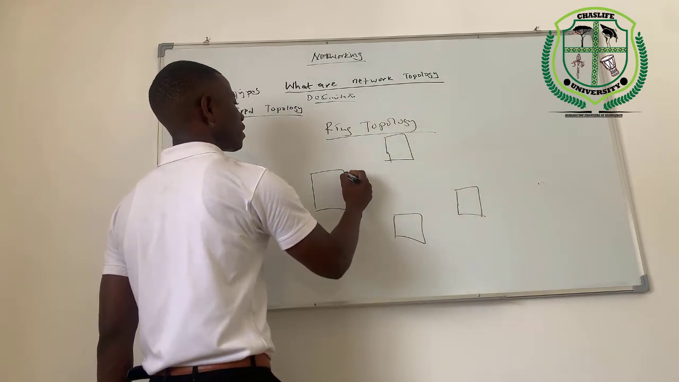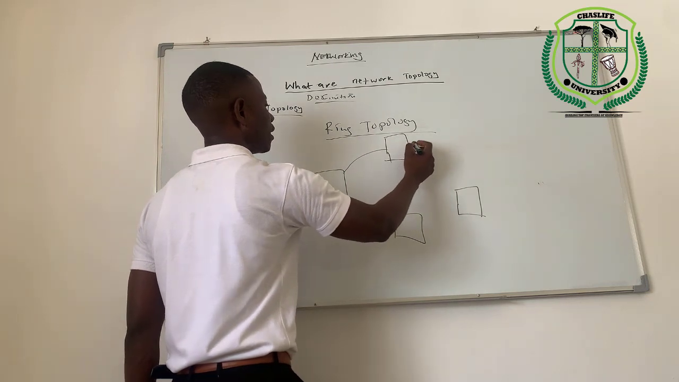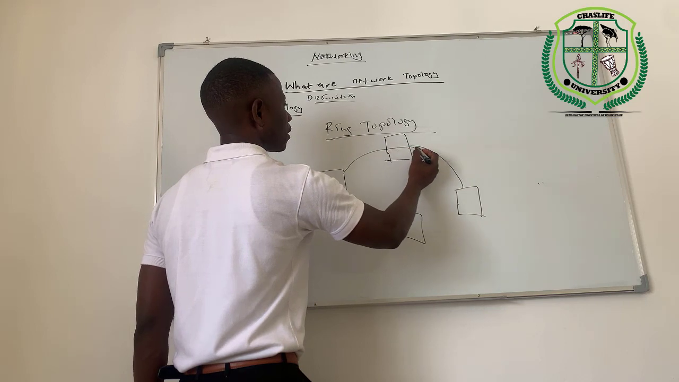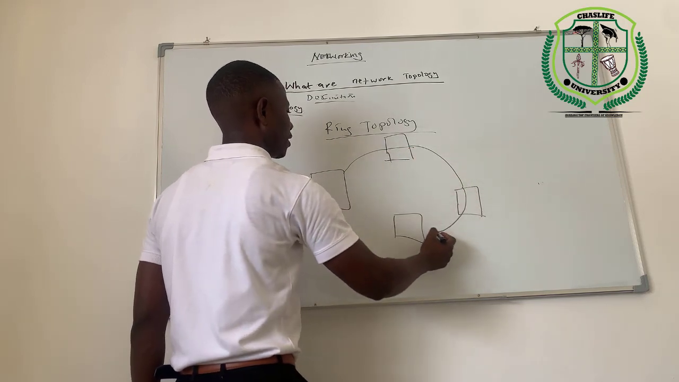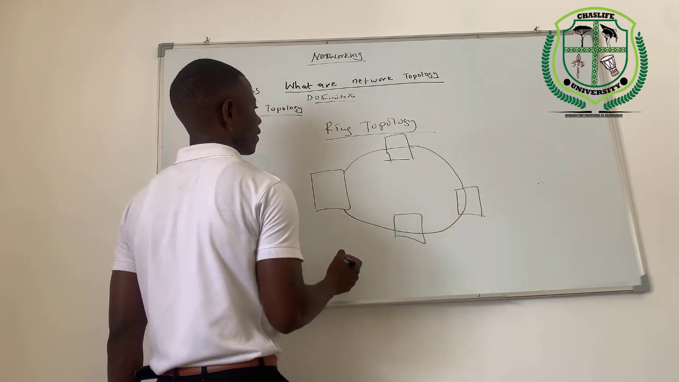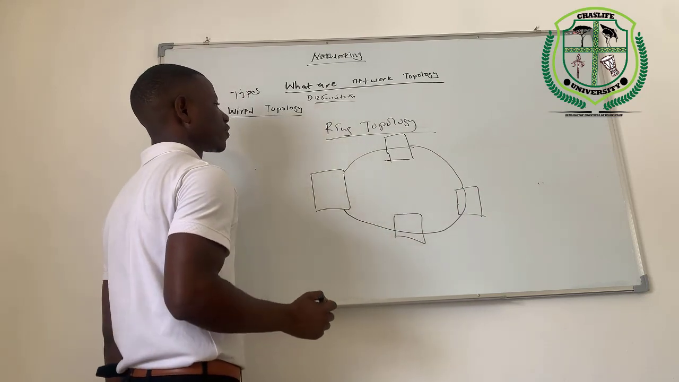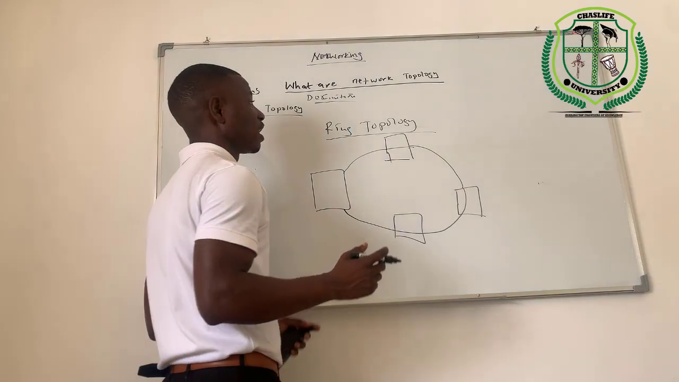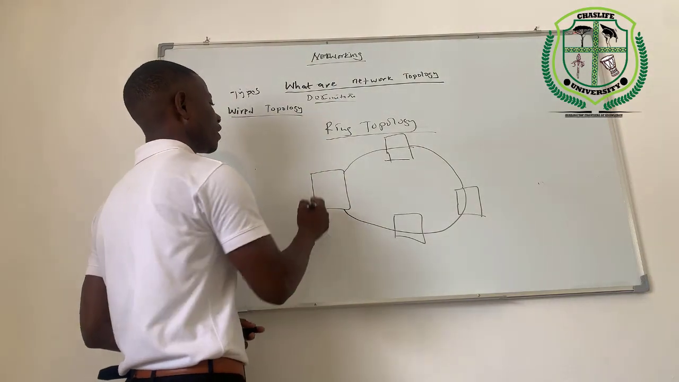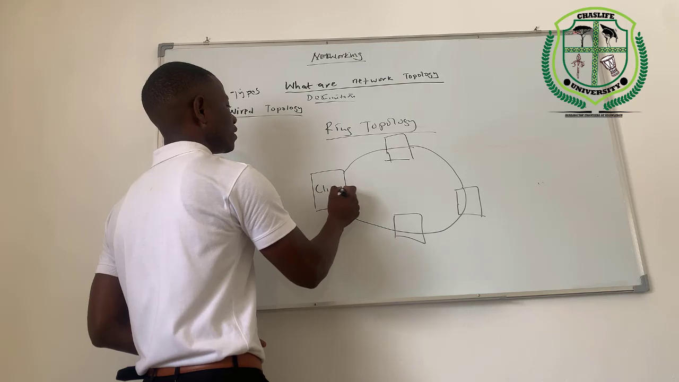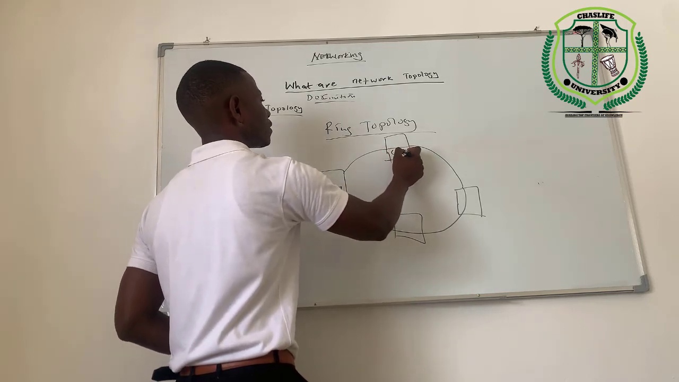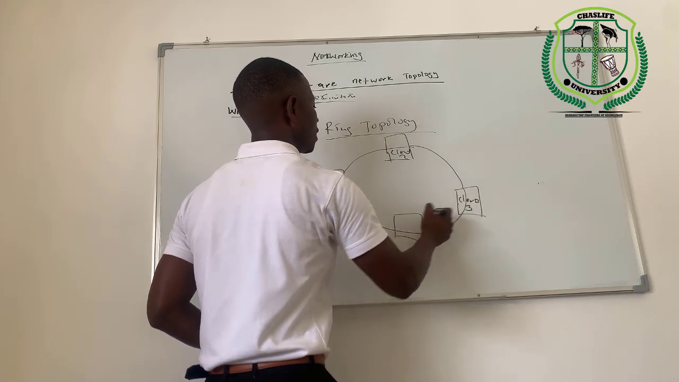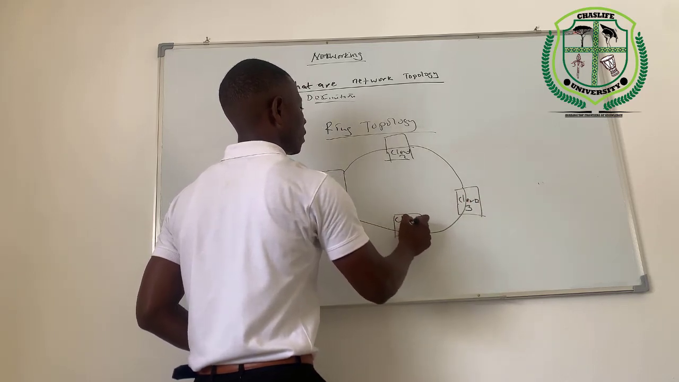So these computers are connected to each other in a link. That is ring topology. We can say this is client 1, this is client 2, this is client 3, and then this is client 4.